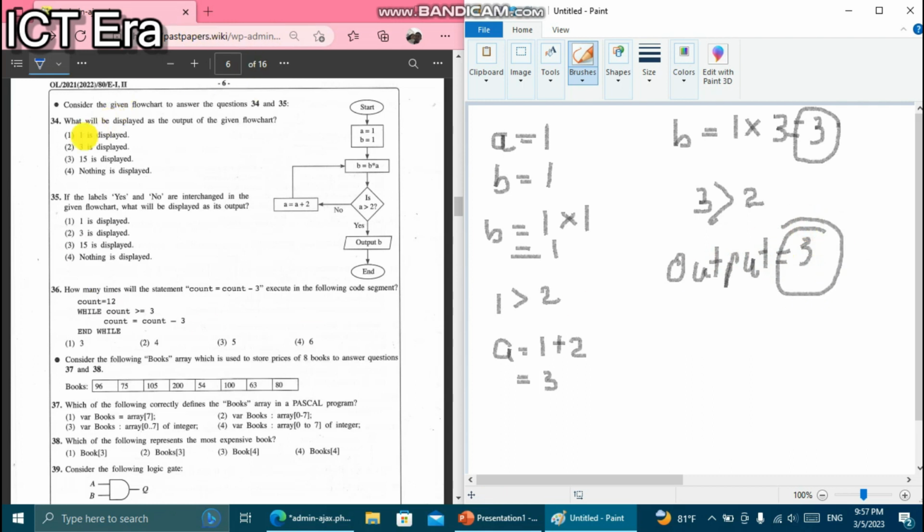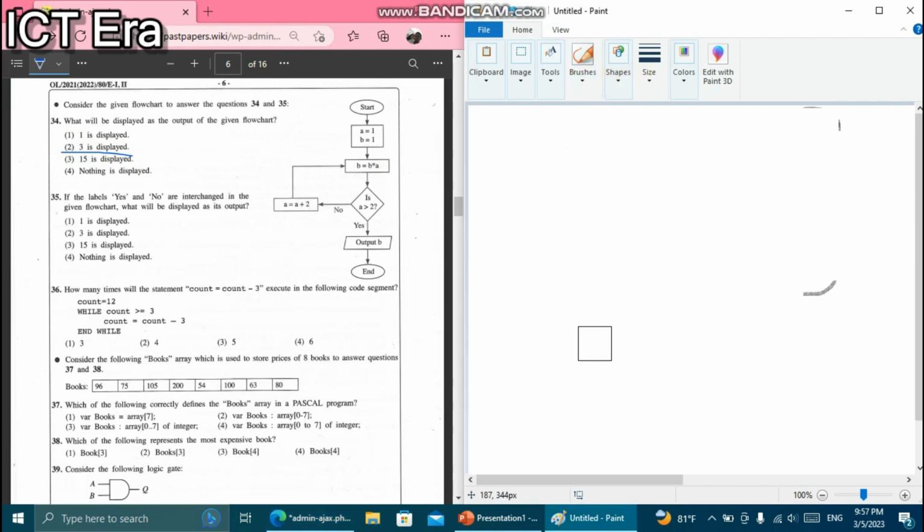Output is 3. So the answer is the second one, 3 is displayed. 35th question. Now let's move to it. If the labels yes and no are interchanged, now what happened? Here this will be no, here this will be yes. Now these are interchanged. What will be the displayed output?